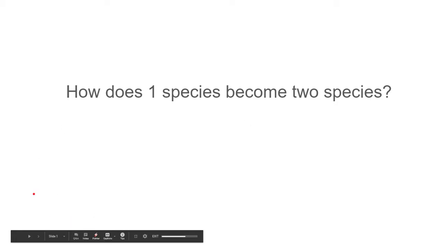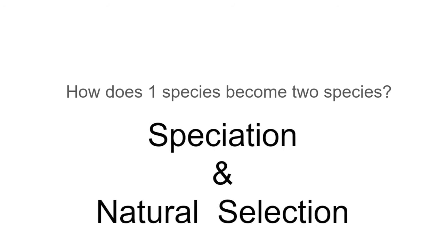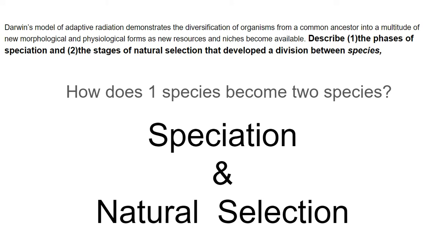Okay, so with this little screencast, I'm going to try and get you guys into some examples for how one species ultimately becomes two species. And that is speciation and natural selection. So in Darwin, he had his model of adaptive radiation, and that demonstrated how organisms diversify from a common ancestor into a multitude of morphological and physiological forms as new resources and niches become available.